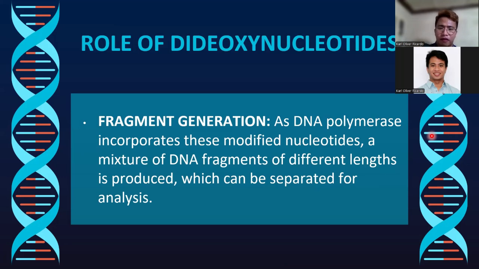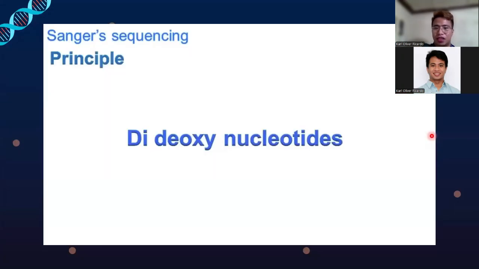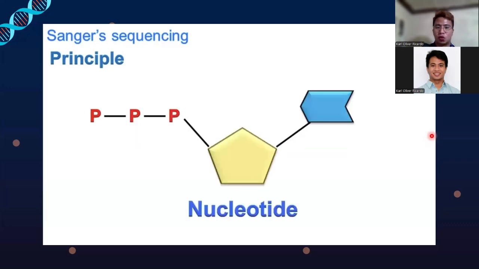Yeah. So, first, what is dideoxynucleotide? Ano bang dideoxynucleotide? So, Sanger sequencing is actually based on the dideoxynucleotides in the DNA polymerizing reaction. But, ano ba ang dideoxynucleotide? So, we all know that nucleotides are composed of a phosphate group, a sugar, and a nitrogenous base.